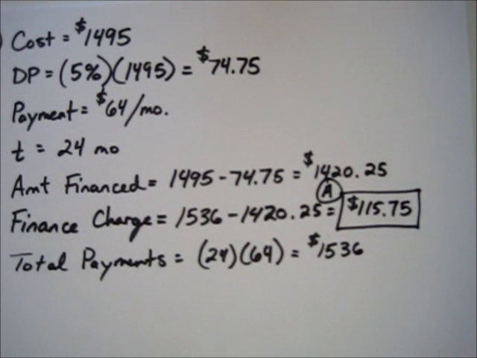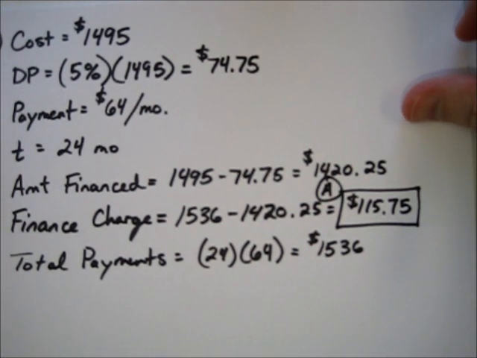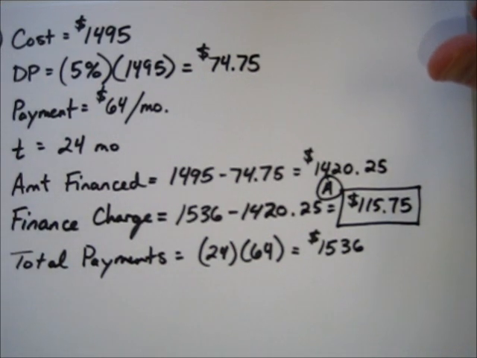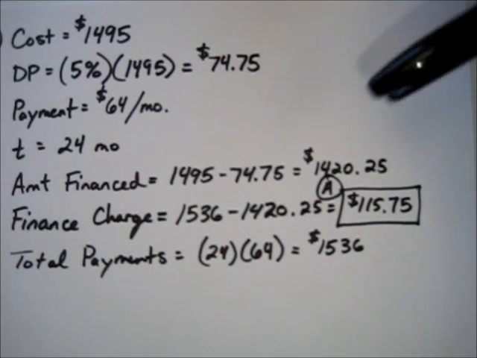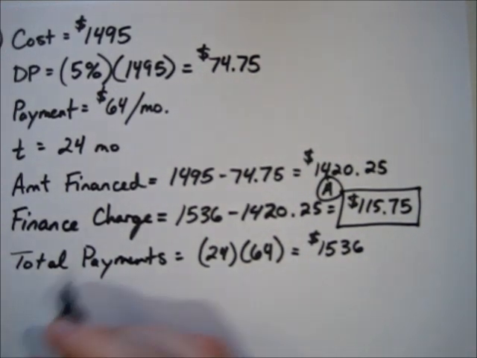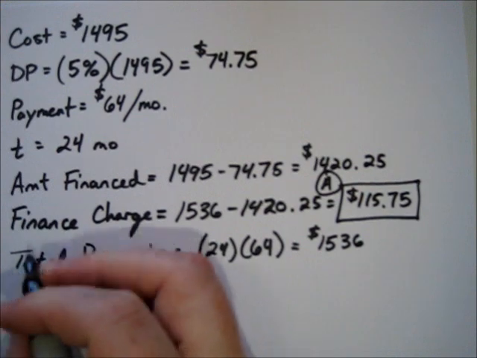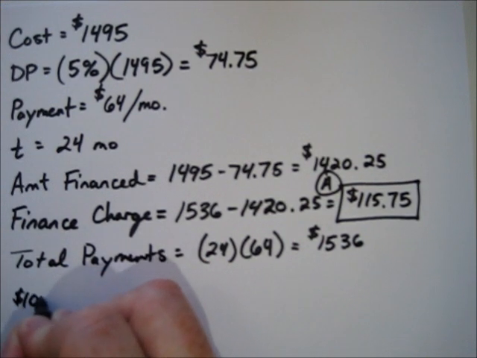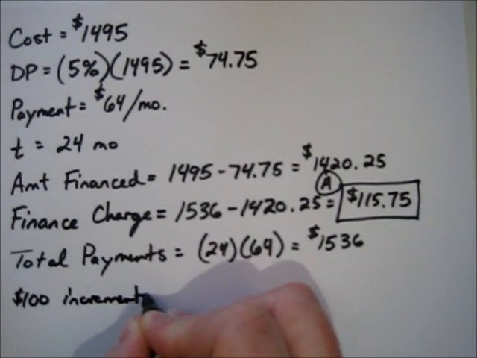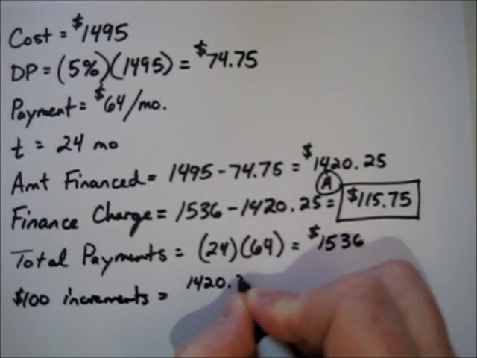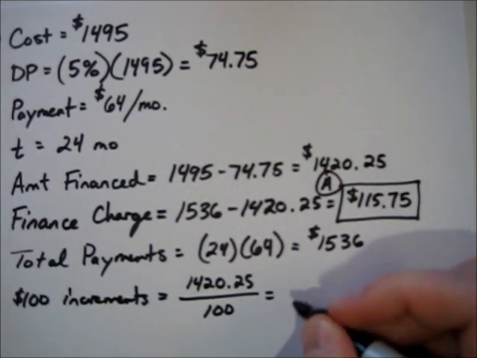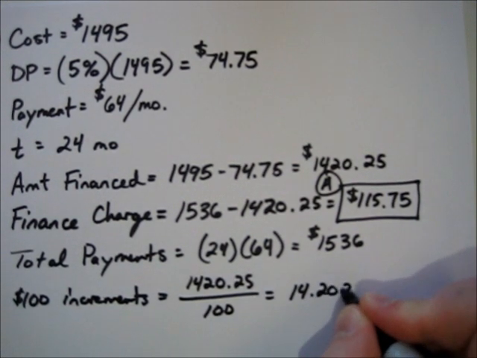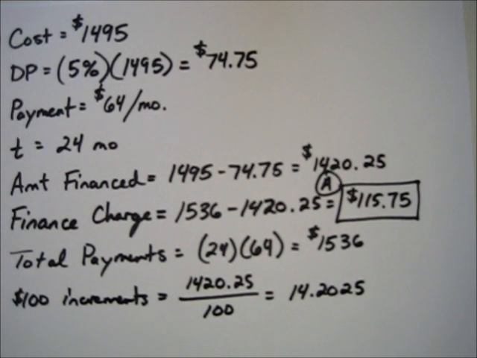Part B asks us to calculate the APR to the nearest half percent. Well, if you recall back to problem 12, the way we calculated APR there was figure out the number of $100 increments and then multiply that number by the proper number off the chart. Well, we can still find the number of $100 increments because we know the amount she financed. So $100 increments are 1420.25 divided by 100, which is 14.2025, and you want to keep all the decimal places.